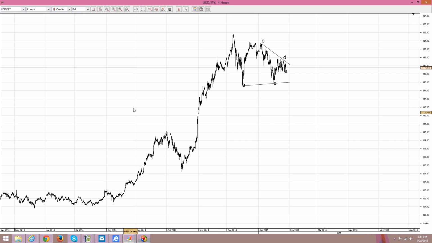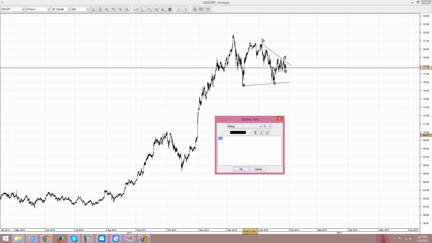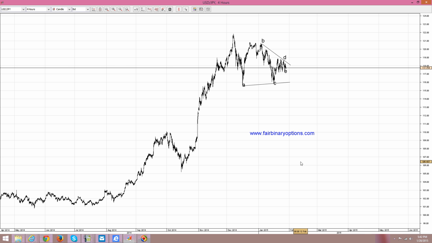Hello there, this is FairBinaryOptions.com, and I would like to discuss the US dollar Japanese yen here, as this currency pair looks to form a bullish triangle, which anyways I don't think that it's going to break today. What is the problem with this triangle here in this arrangement that you can see here?